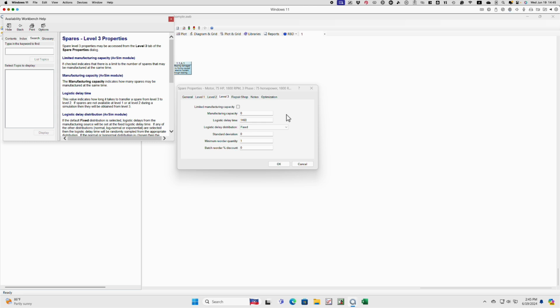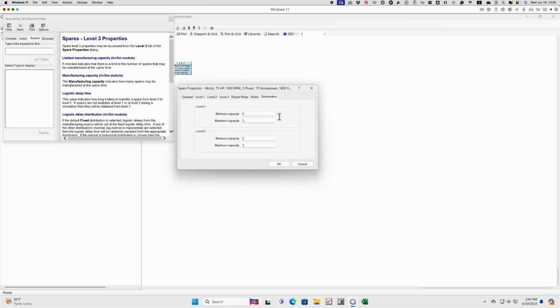So the delay from the vendor plus the level 2 delay would be the total delay that you would see for the part. And we're going to say that the delay distribution is fixed. That means it will always be the same. Not necessarily correct, but probably pretty close.